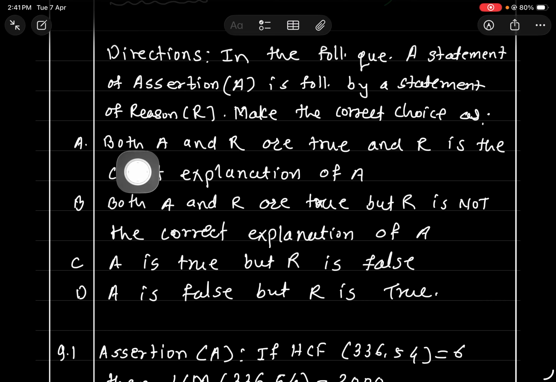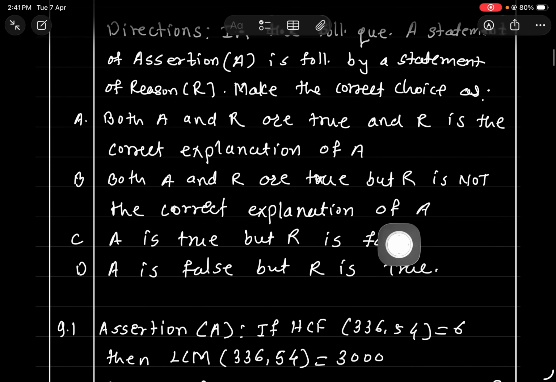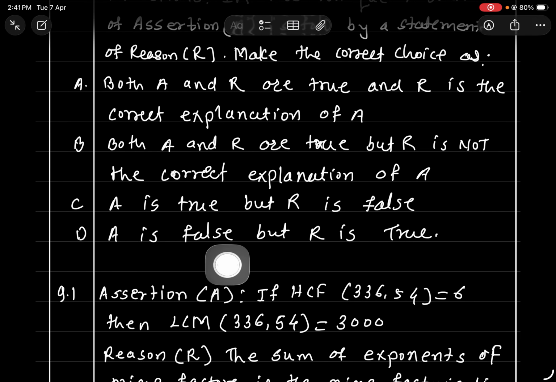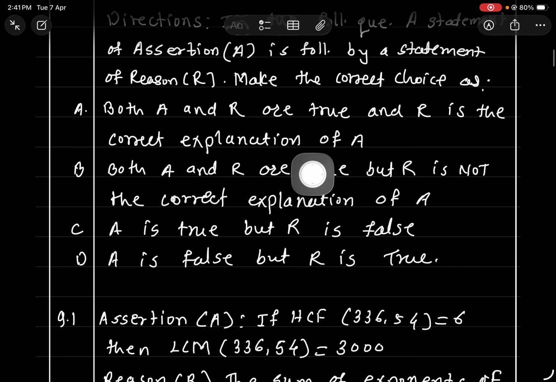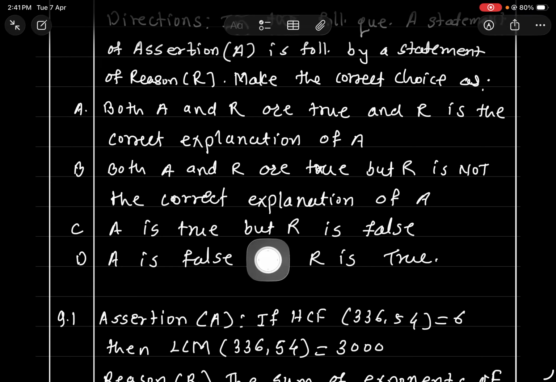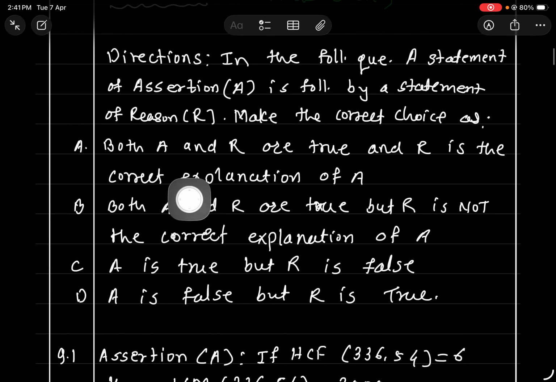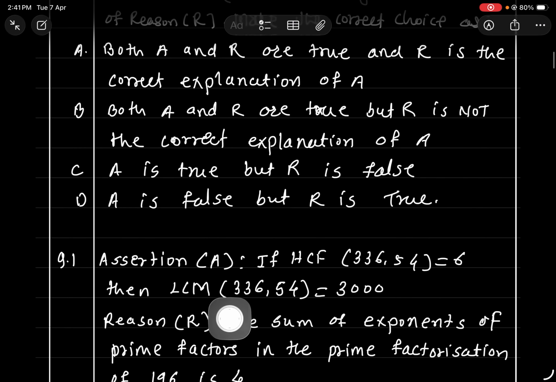Now the options are: both A and R are true and R is the correct explanation of A. Another option: both A and R are true but R is not the correct explanation of A. A is true but R is false, and A is false but R is true. These options will remain the same when the question is asked in the question paper. So we have to check the given statements of assertion and reason, then you will understand in the question.